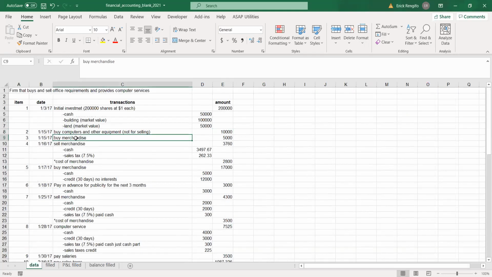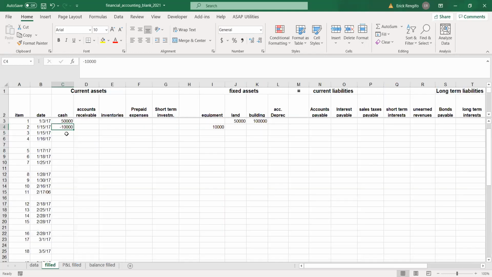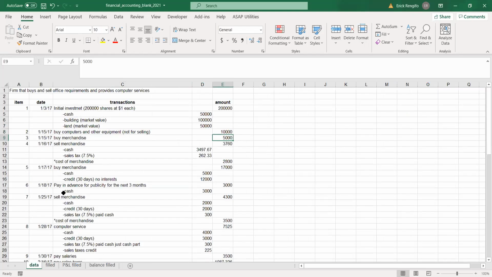So let's do number 3. Now I'm buying merchandise, $5,000 cash. The default is going to be cash. I pay $5,000. And this is going to be what, guys? Against what? This is going to increase my inventories. Got it? So let's do one more.